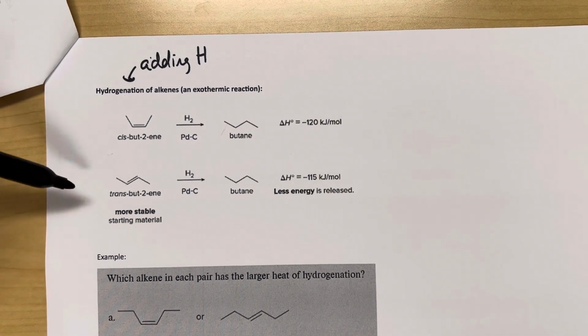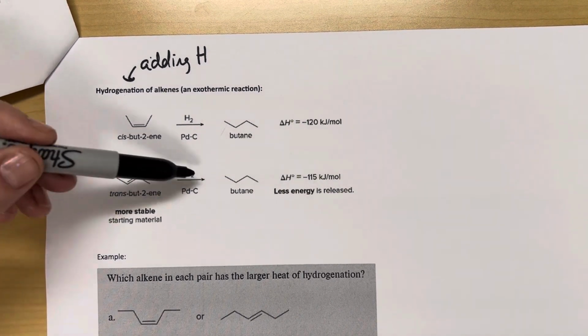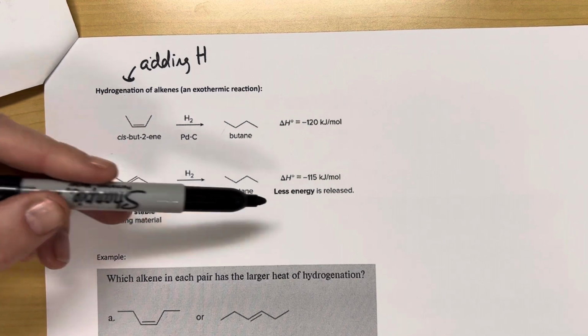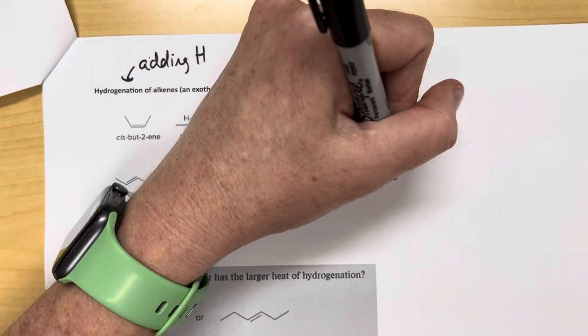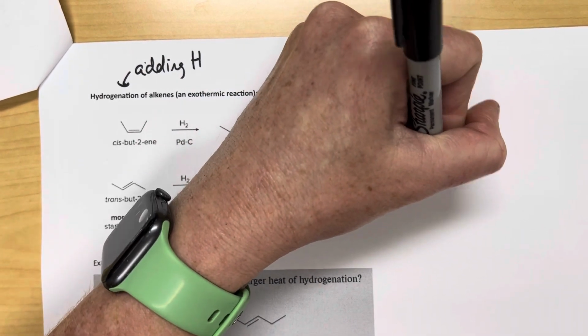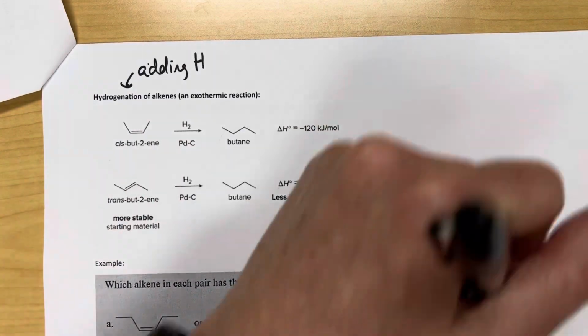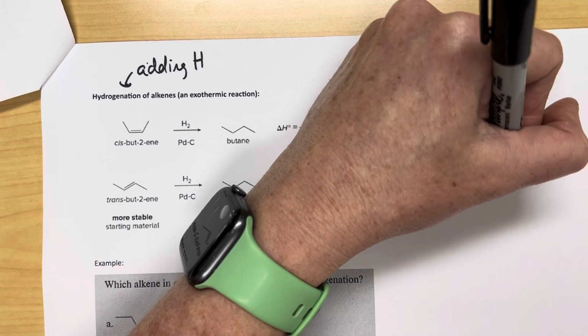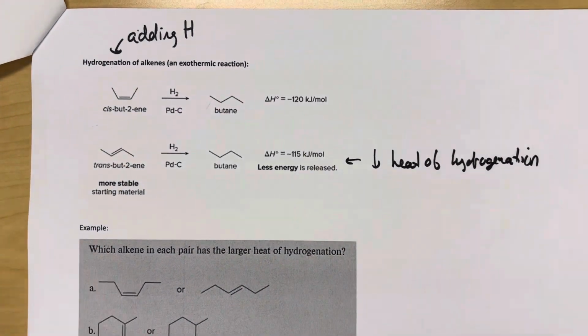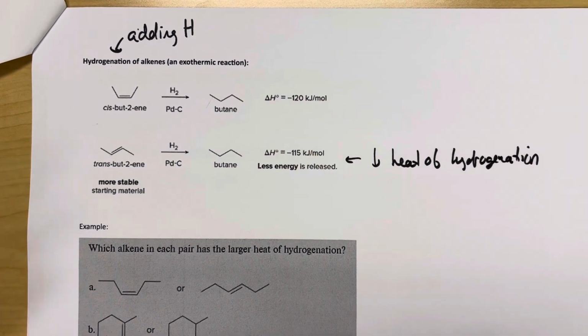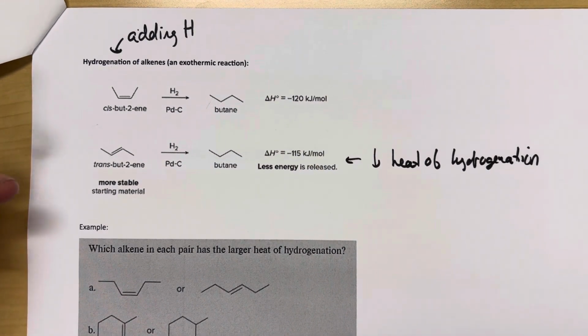So when you went through and you added your H2, less energy is released, and we would say that the heat of hydrogenation was lower. Decreased heat of hydrogenation. Okay. All right, so keeping that in mind, trans things will have a lower heat of hydrogenation.